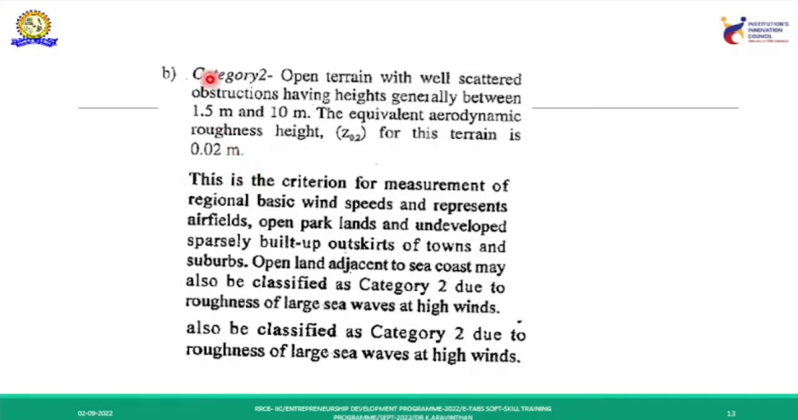Okay. Now category 2 is open terrain with well scattered obstructions having a height generally between 1.5 to 10 meter. This will be around village areas. You will not have high-rise structures. You will have construction here and there. If you are living in a dense forest, it is not covered in category 2. But if you are in a village area where you have odd trees and a number of houses in a spread-out area, for example airfields, if you are going to any airport, that is an example for category 2, open parkland and undeveloped, sparsely built-up outskirts of town.